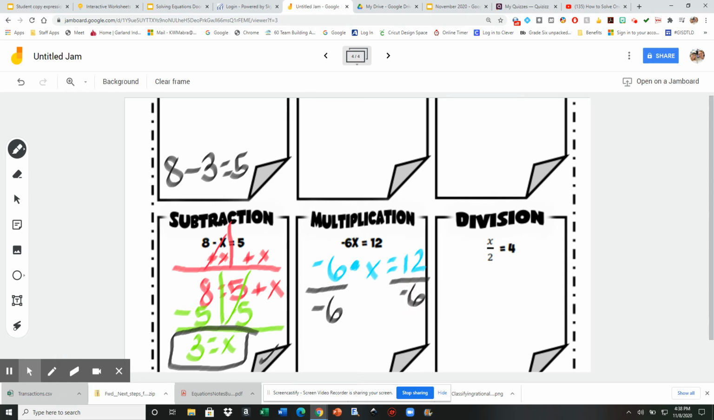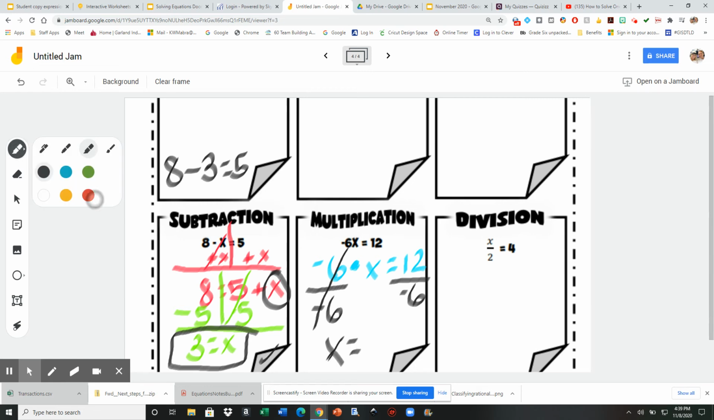Now, this might trick some of you, and I really don't want it to. What is a negative 6 divided by a negative 6? It's a positive 1. And remember, we only want to have one x, such as in the subtraction, we had only one x. In the addition, we had only one x. So now on the left-hand side, I only have one x, which is exactly what I want.